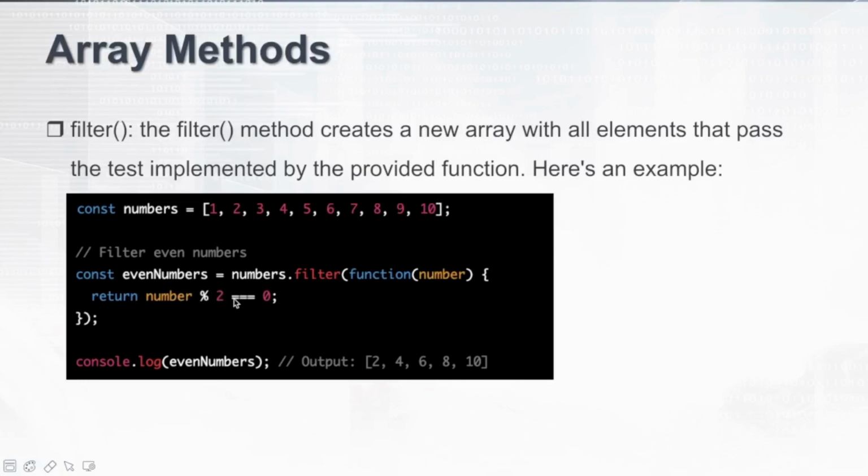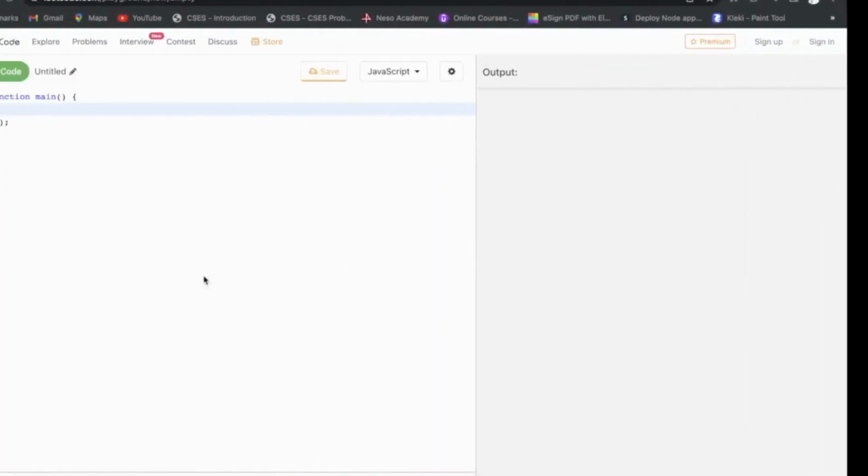So like I explained before, if this expression results to true, then that particular element will be returned. But if it results to false, then that element will not be returned. So it won't be part of the new array that will be formed. So let's see that in action quickly.